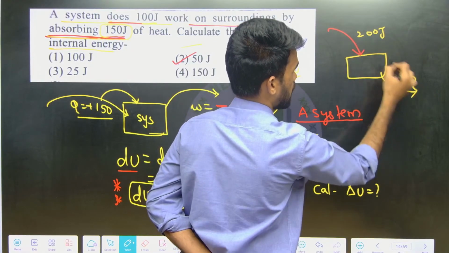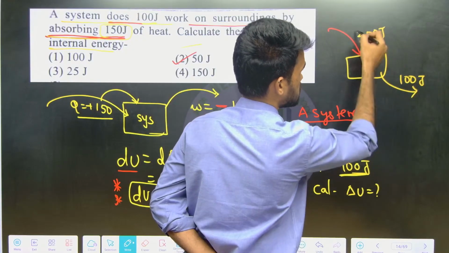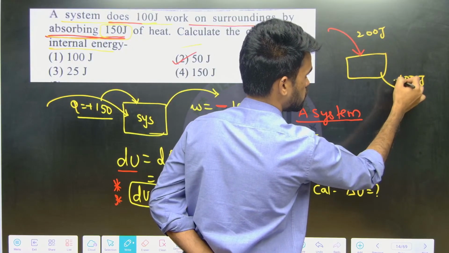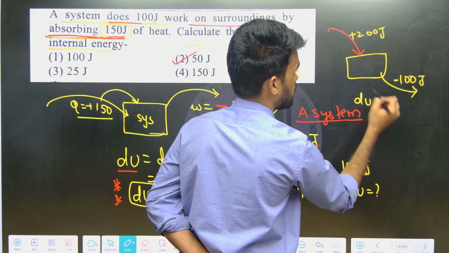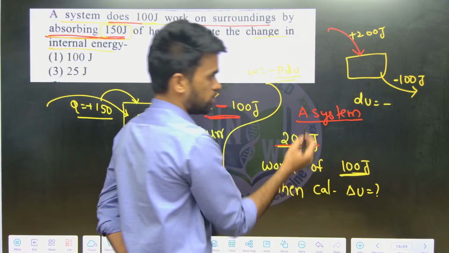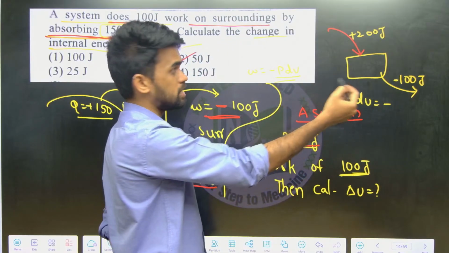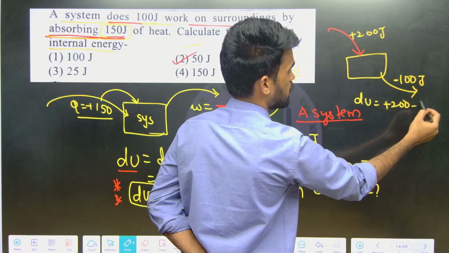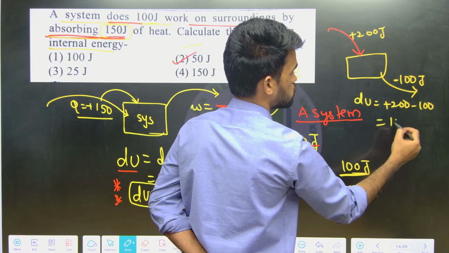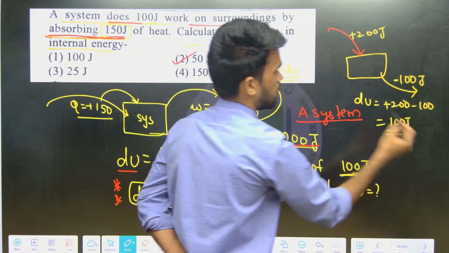So this is supplied, this is removed. You can observe, this is supplied, this is removed. So you should take this as plus, this as minus. That's it. So change in internal energy, dU, is equal to dQ plus dW. dQ is plus 200 and dW is minus 100. That's it. So your answer should be 100 joules. Okay, like this you can solve.